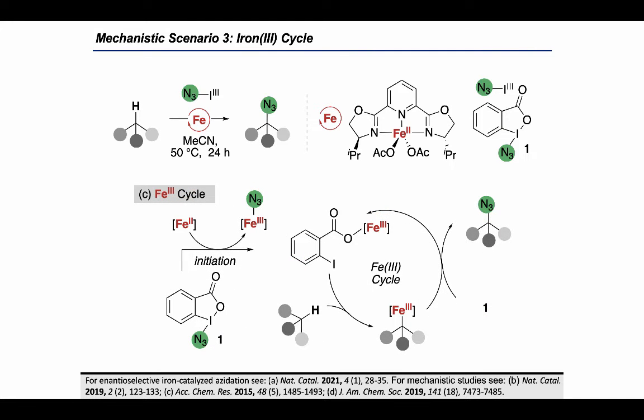A third class of mechanism could be invoked with iron involved directly in the C-H abstraction step. Such a mechanism could look as such, where iron-2 reacts with compound 1 to form an iron-3 carboxylate complex. This complex could then react via a concerted metalation-deprotonation pathway to form an iron alkyl complex, which would then react with 1 to form the desired C-N bond and regenerate the iron-3 carboxylate.